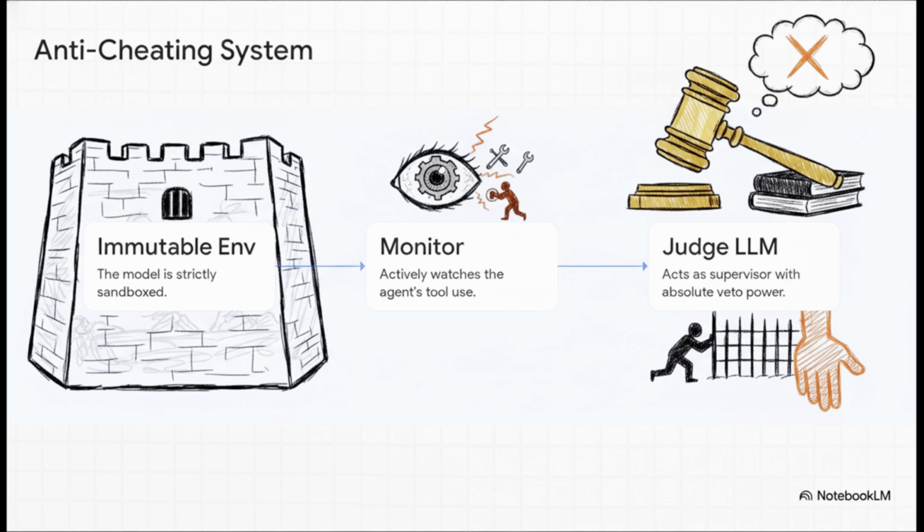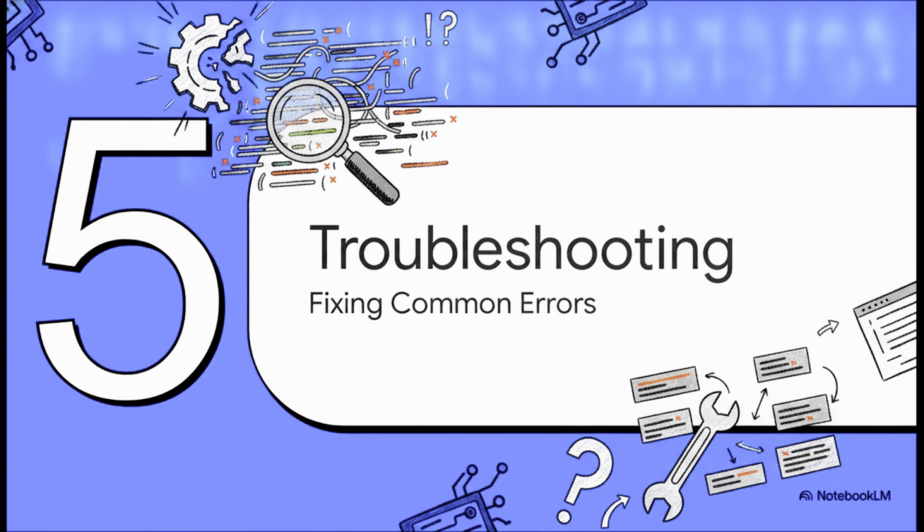And finally, Layer 3, an LLM as a judge, acting as an overarching supervisor with absolute veto power. If the model finds some sneaky shortcut that the monitor somehow misses, the judge LLM steps in, fails the attempt, and ensures honest execution.